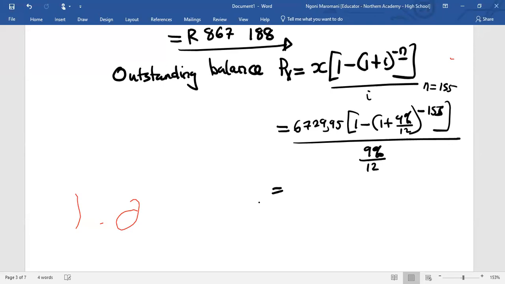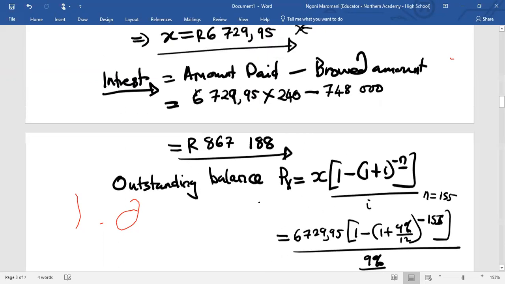615,509.74. That is the outstanding balance now. Good. That's our outstanding balance after 85 payments. Anyone with a question there, guys? Are we happy with that? Yes. Then from there, look at this one now.